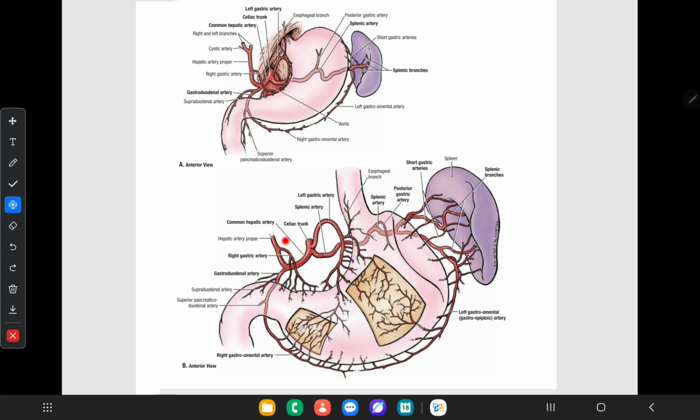Here the picture is not accurate with the description. Some pictures are like that. They are not accurate with the description. But you have to remember the common hepatic artery first gives origin to the right gastric artery and then to the gastroduodenal artery.